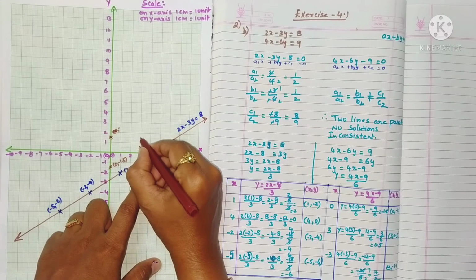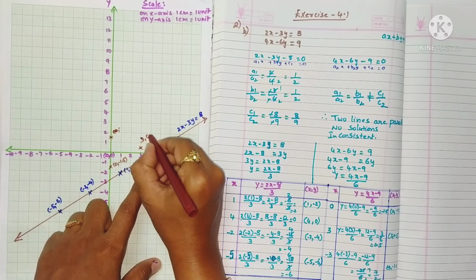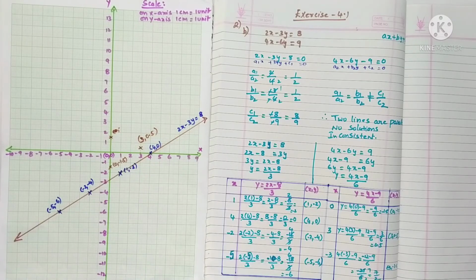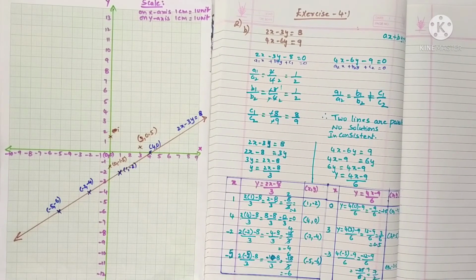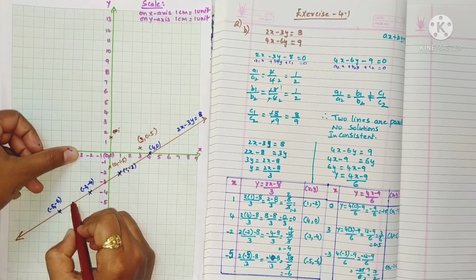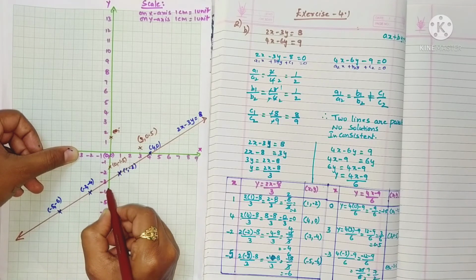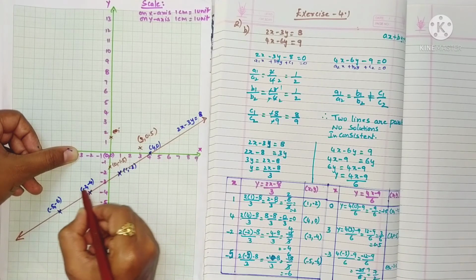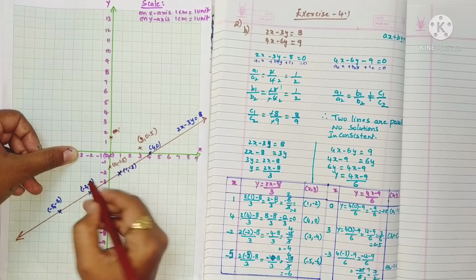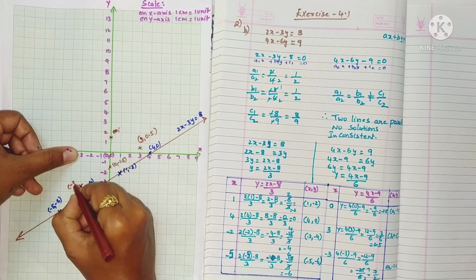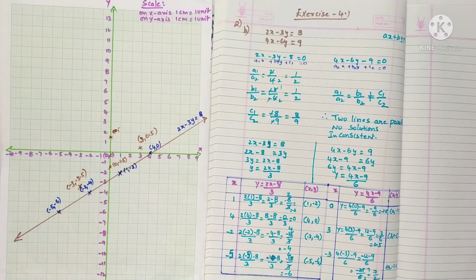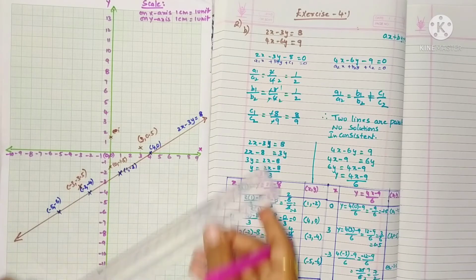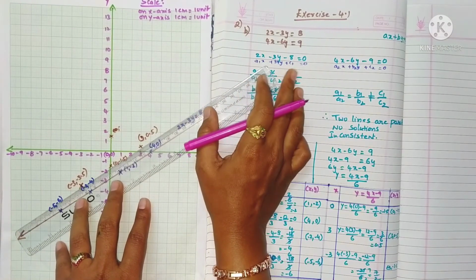So this is 3 comma 0.5. Next minus 3, minus 3.5, x value minus 3, y value minus 3.5. That is, between minus 3 and minus 4 the fifth line here. So minus 3 comma minus 3.5. So join these 3 points using the scale.